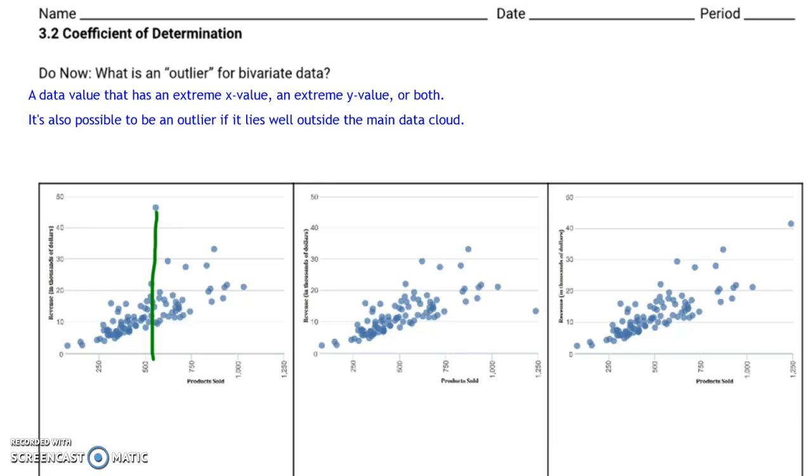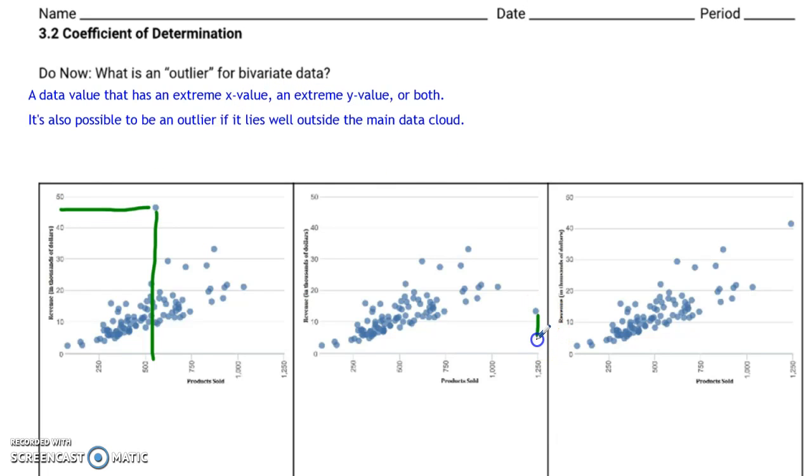If you're looking at this first example, the first example has a point that's here. You can see that its x value is very much in the middle of the other x values, these x values down here and these x values up here. However, its y value is significantly above the rest of the y values, so I would say that it has an extreme y value.